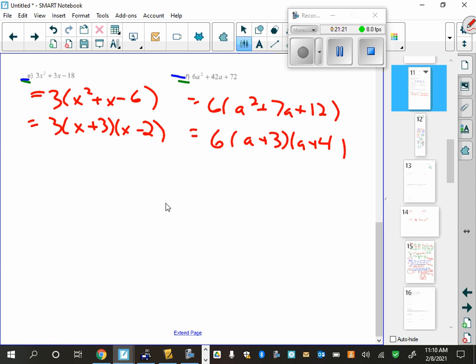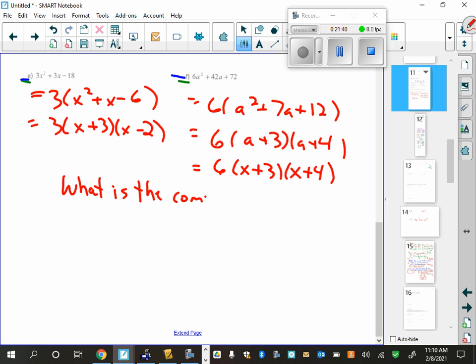Now, let's pretend that these are x's, okay? So everyone just rewrite this because you could have this test question. I could say, what is the common factor between this and this? Go ahead and try to answer that question before I even tell you. Make your best guess. What's the common factor of both of those answers?